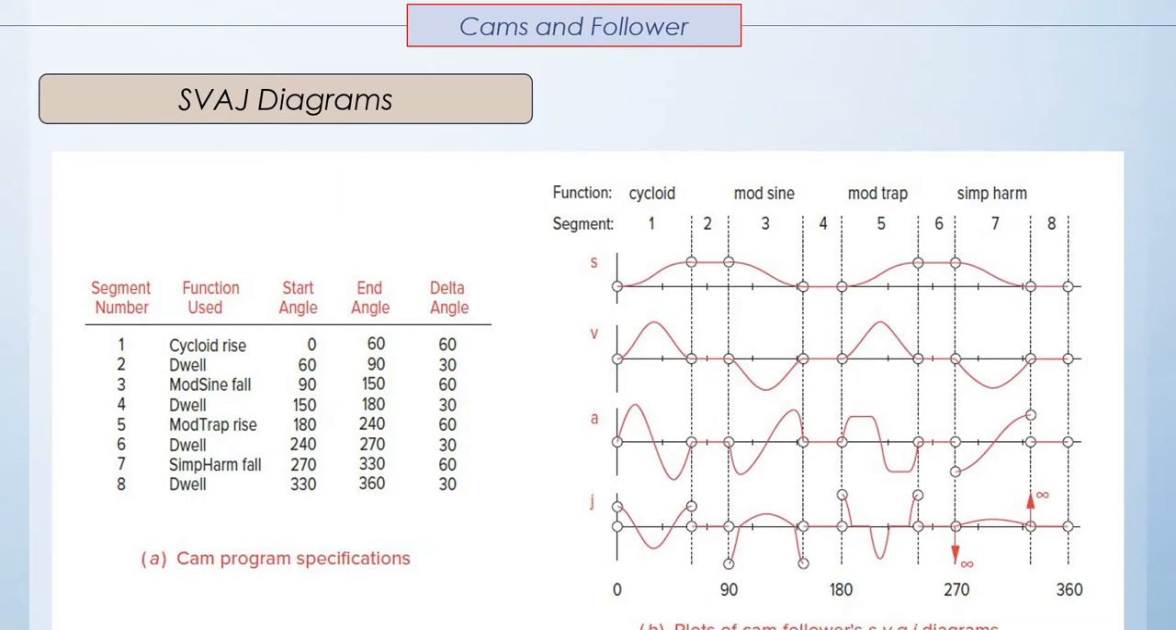Okay, jerk. So we differentiate displacement, we get velocity. We differentiate velocity, then we get acceleration. And we differentiate again, our acceleration will give us the jerk motion. So the unit of jerk must be meter per second cubed. Okay, so this curve is created based on some rules that we'll discuss in detail in the next couple of lectures.